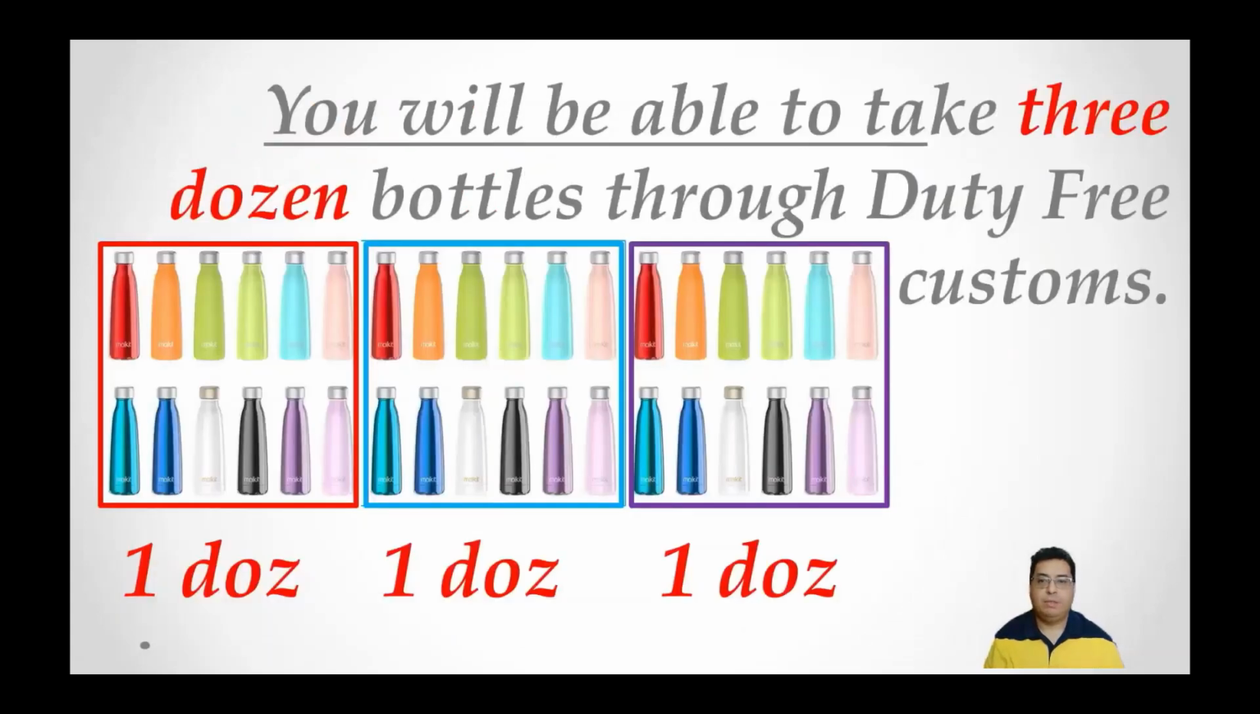You will be able to take 3 dozen bottles through duty-free customs. So I'm just using this example to show you that you can use more than 1 dozen to say certain things. For example, in each of these boxes here, they all represent 1 dozen each. And if you put them all together, that's 3 dozen, or 36 bottles.